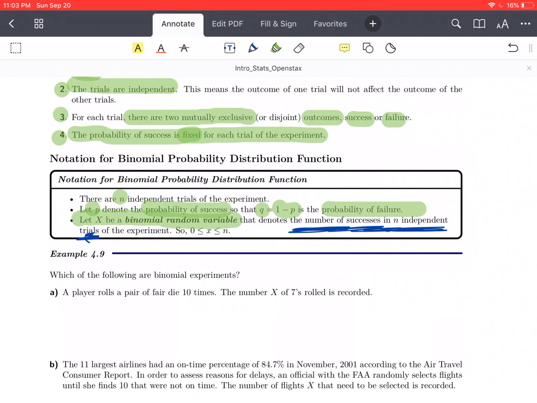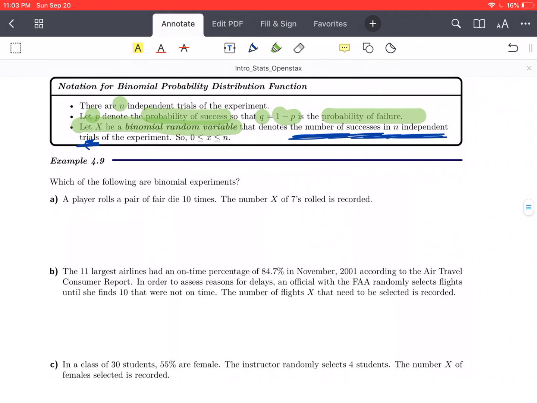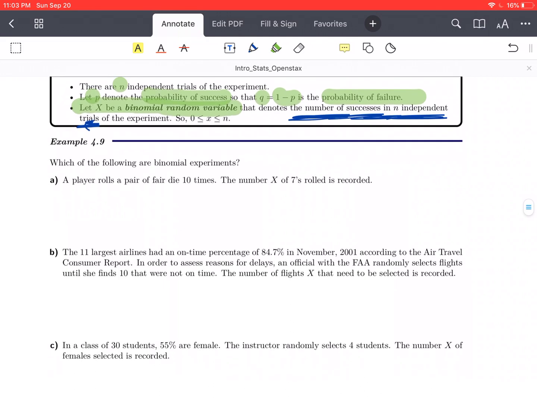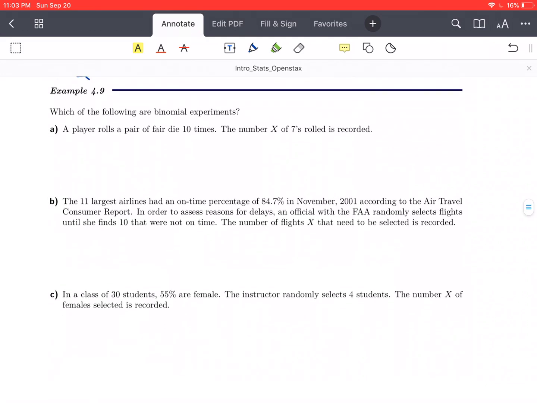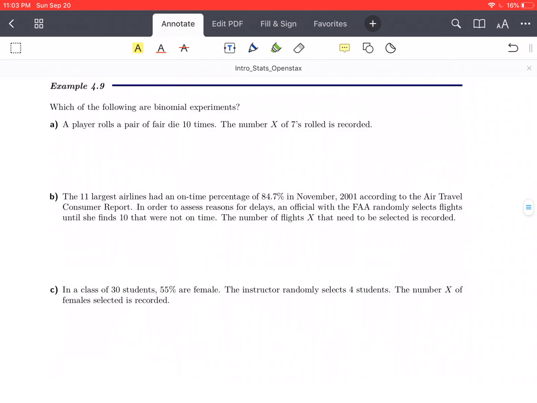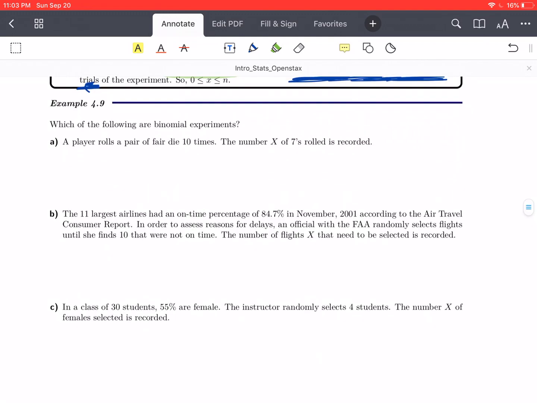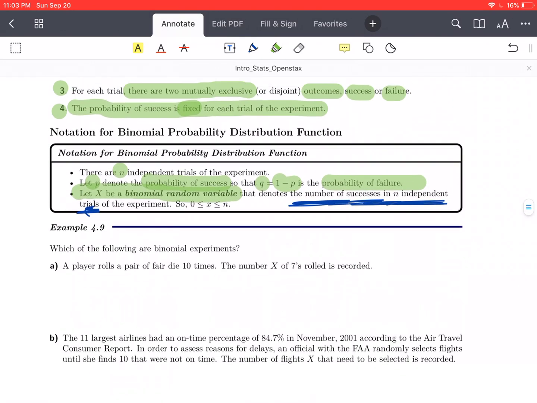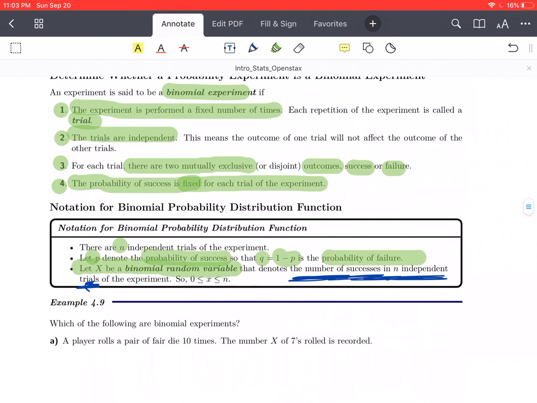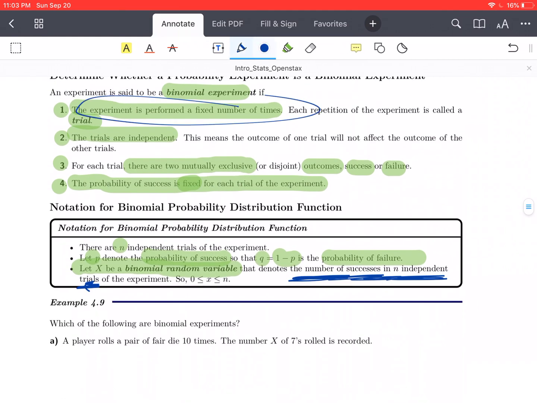So let's look at a few examples, just to determine whether or not these are binomial. Which of the following are binomial experiments? A player rolls a pair of fair dice 10 times. The number x of sevens rolled is recorded. So let's think about this. Is it performed a fixed number of times? Yes, 10 times. So that's good.